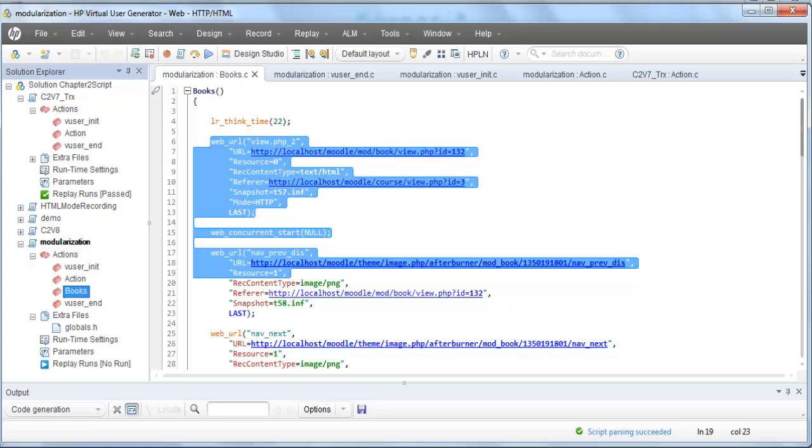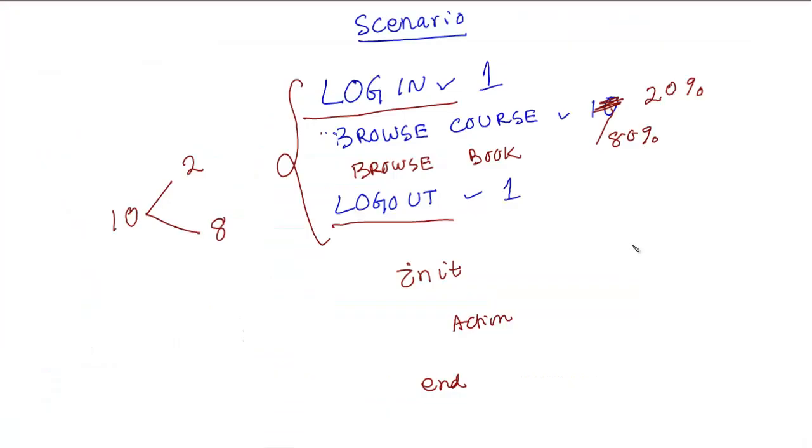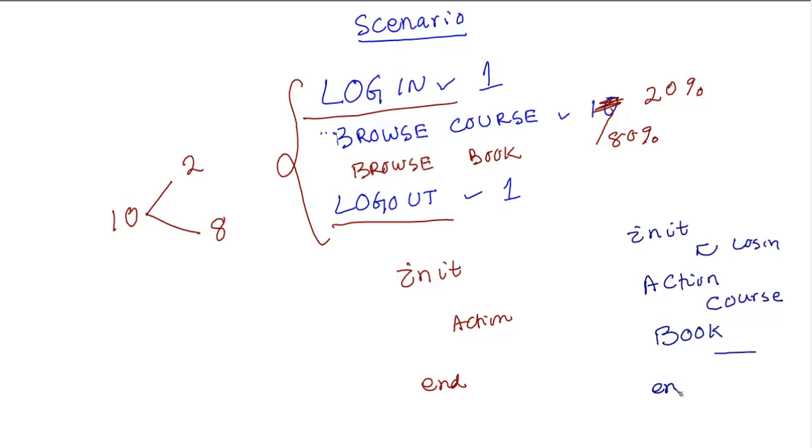Now let me basically repeat what I did. Essentially we have an init function. In that init function, I took all the code that is responsible for logging in the user. Then I have a function called action. In that action I have the browse course activities. Then I created another action, and that action is called books, and that is where I browse the books. And then I have a vuser end where I am logging out.